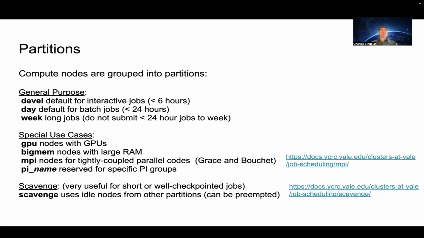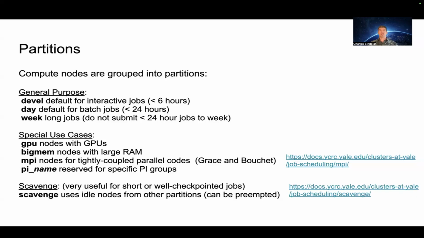Finally, there is a scavenge partition, and this is designed to take advantage of unused resources that can also include the PI partitions. The way that you use this is that you submit a job to the scavenge partition with the knowledge that it will run if there are any free resources. However, it can be preempted, which means that if the owner of the node or someone with a higher priority would like to use that node, then your job will be terminated, perhaps before it's finished.